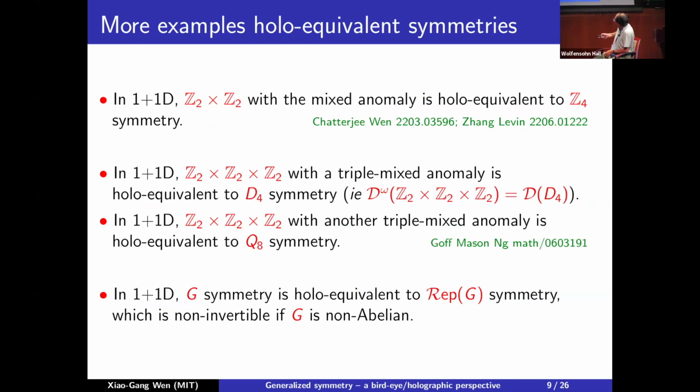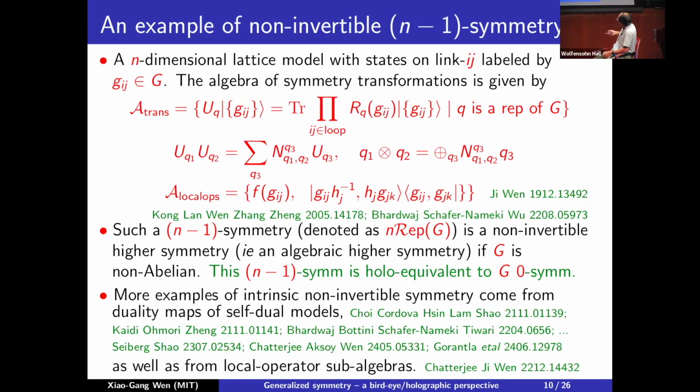Okay. So here, because Rep G symmetry is a very simple non-invertible symmetry, I will give some description of it. The model is that we have a degree of freedom living on the link, and the degree of freedom is labeled by the group. So the transformation algebra is basically a Wilson line. You have a degree of freedom on a link labeled by a group. It's like a gauge theory.